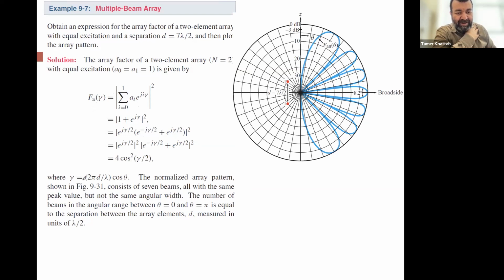What's gamma? Gamma is k multiplied by d multiplied by cosine theta. K is 2 pi over lambda. That's gamma. Okay. And then if you try to plot this in a polar plot, you should get this figure that you see here for this particular array of two antennas. Any questions?